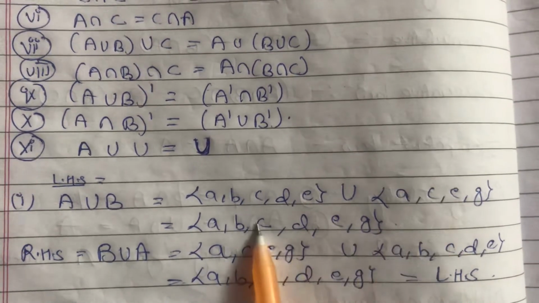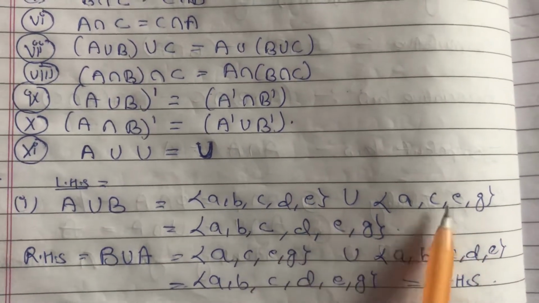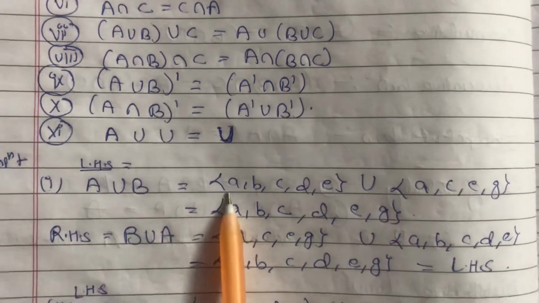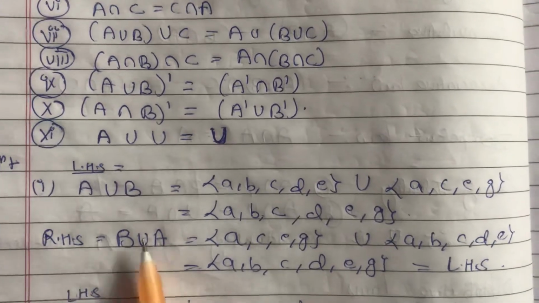A, C we have already written, E already written. What extra does it have? It has G extra. So I'll write this. This is A union B. Now let's talk about the RHS, that is B union A.